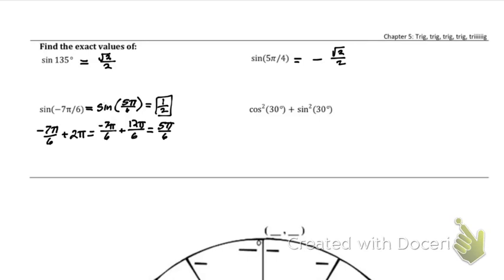As long as you know what quadrant you're in, you can cover up this number, and you can actually put everything in the first quadrant.